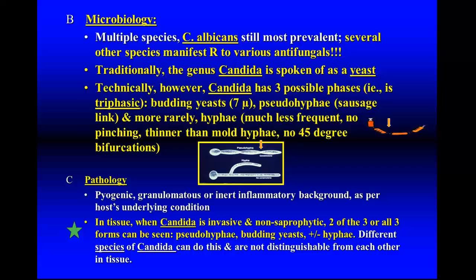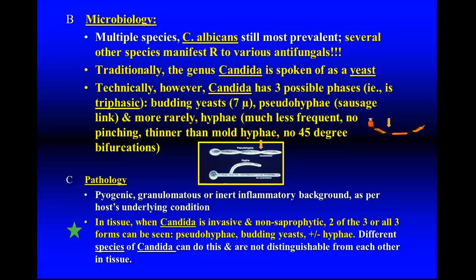But I'm here to tell you that, technically, Candida can give you three phases, because it's really triphasic. The yeast, 7 microns, but it can give you something called a pseudohypha, this sausage link right here with these little pinchings. And it can give you, more rarely, a hypha, this one, which is a lot more narrow, thinner than our mold hyphae, very much less frequent than the pseudohyphae, and there's no pinching like pseudohyphae. And there's no 45 degree angulate bifurcations like we see in Aspergillus, for example.